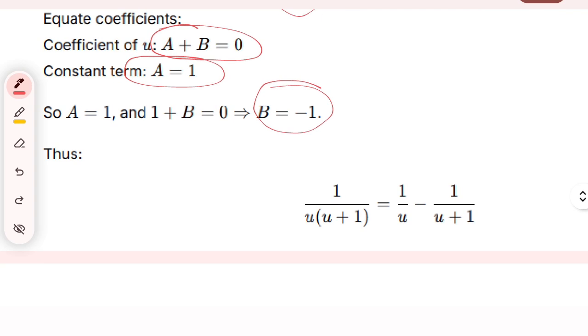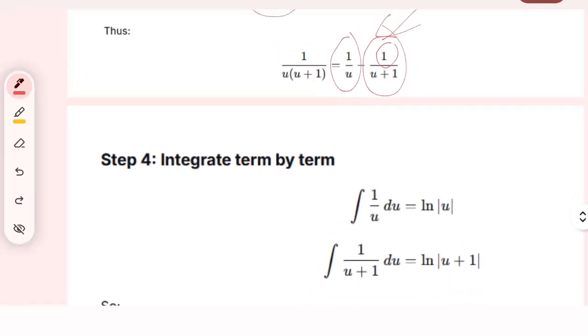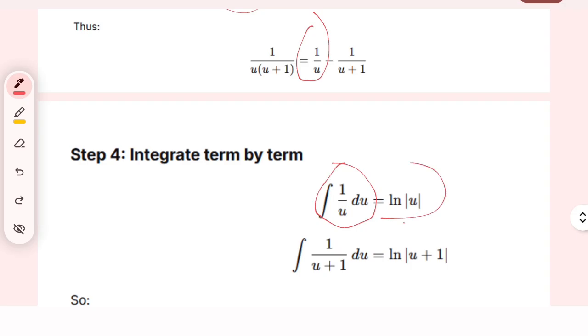So we have here a over u. So we put a as 1, and this is b, which is equal to negative 1. So we put them back together, and once they are together, then you need to integrate them. Let's integrate this one first. So that's the integral of 1 over u du, which is ln u.